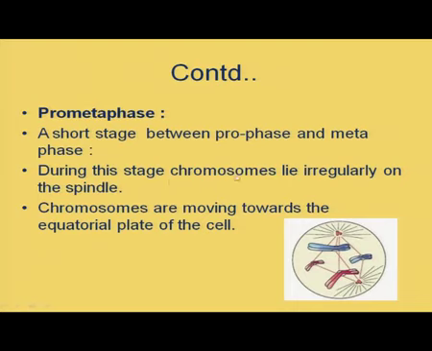During this stage, chromosomes lie irregularly. See the diagram. Some are near the pole, some are in the middle. The chromosomes are seen irregularly on the spindle fibers. Chromosomes are moving towards the equatorial plate of the cell. Equator means the center of the cell. They have started moving, but some have reached the center and some are still approaching, like that, an irregular arrangement.